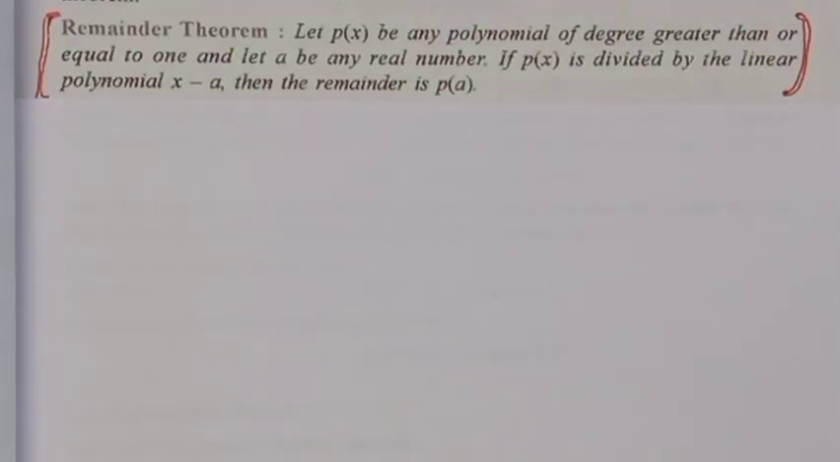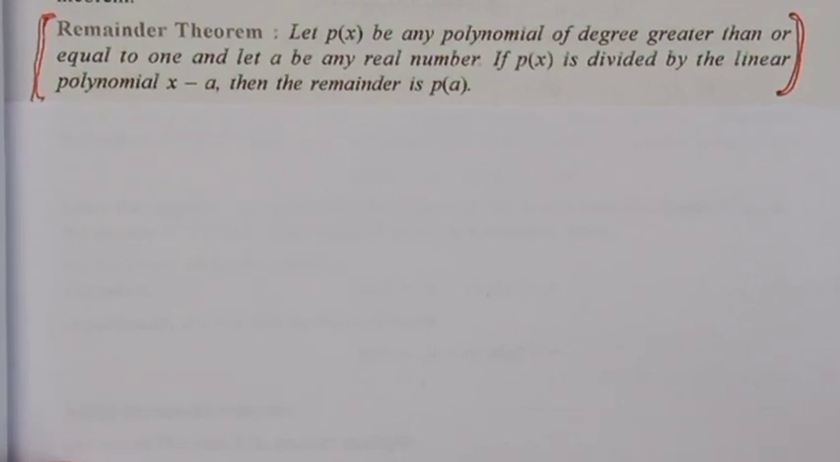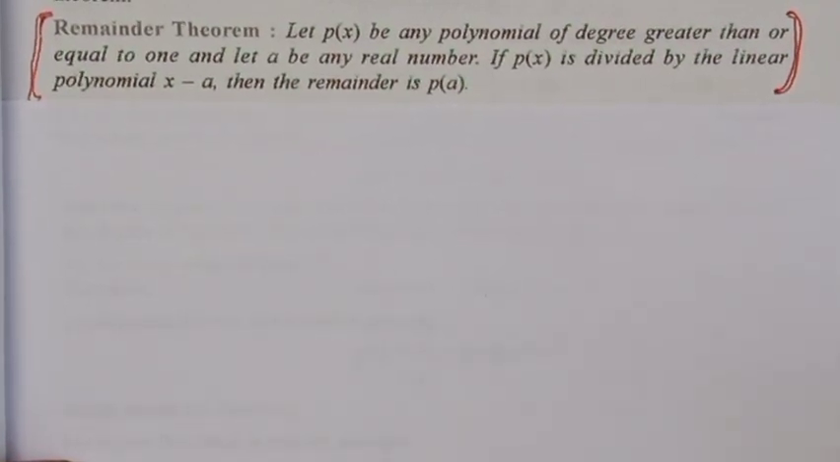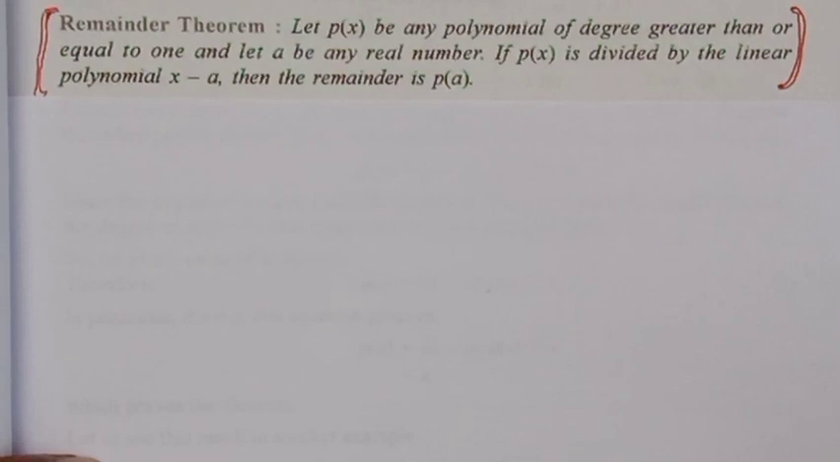Remainder theorem. Let p of x be any polynomial of degree greater than or equal to 1, and let a be any real number. If p of x is divided by the linear polynomial x minus a, then the remainder is p of a.